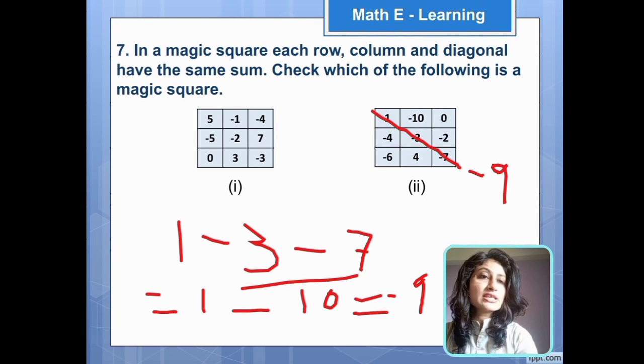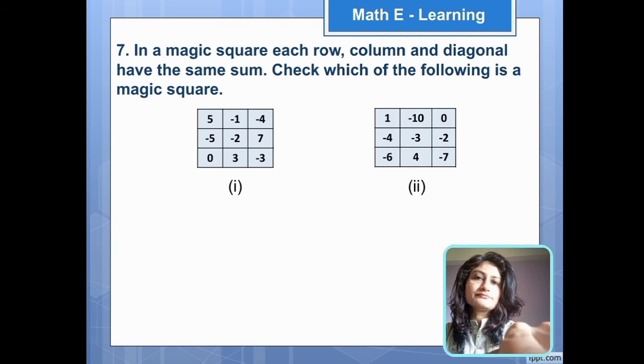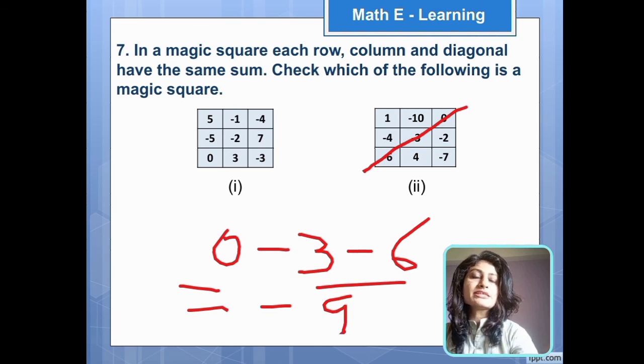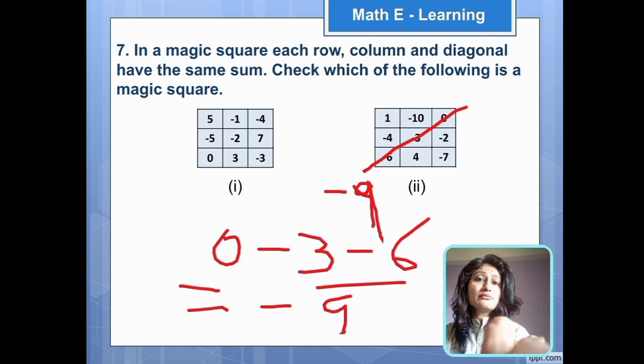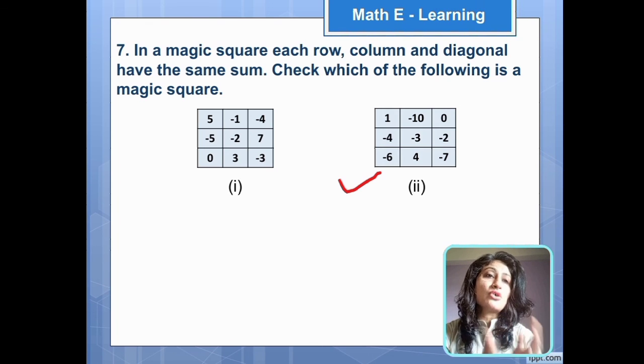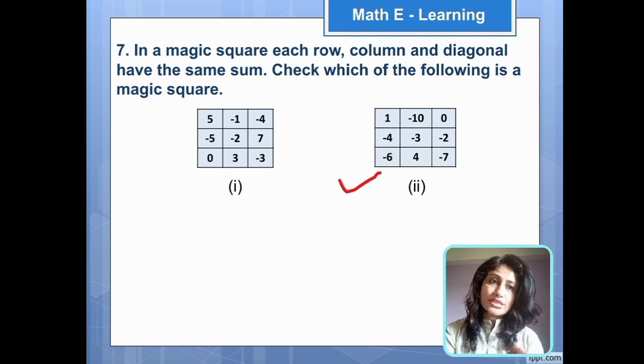Now we check for the second diagonal. 0, minus 3, minus 6. Minus minus plus, and it is minus 9. So the sum of the second diagonal is also minus 9. So here we get the same answer for the sum of all the rows, all the columns and two diagonals. That means this square is a magic square.